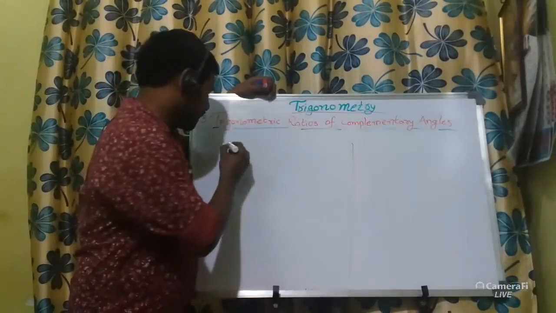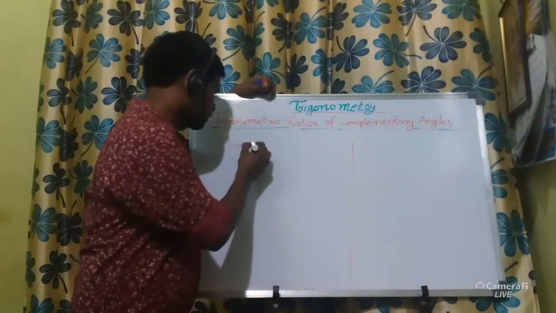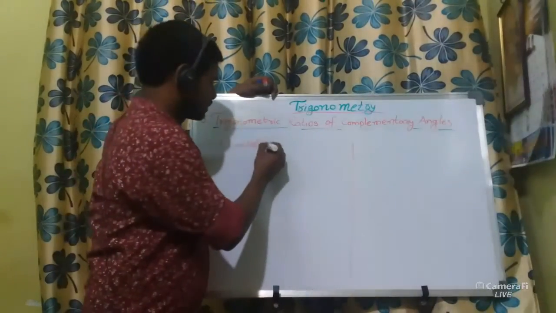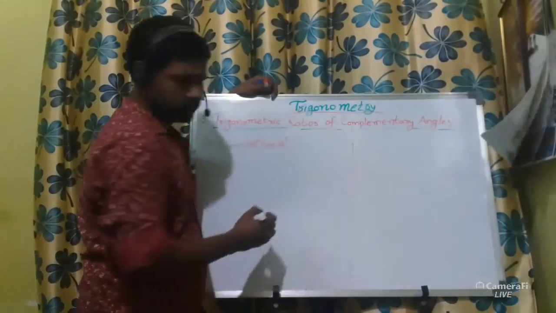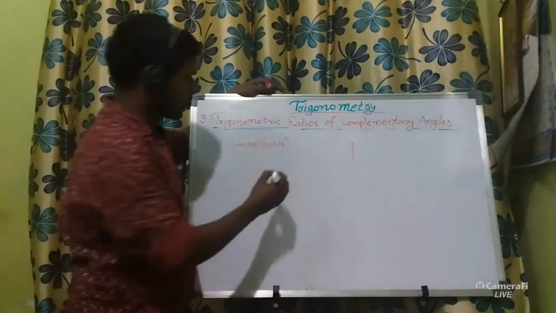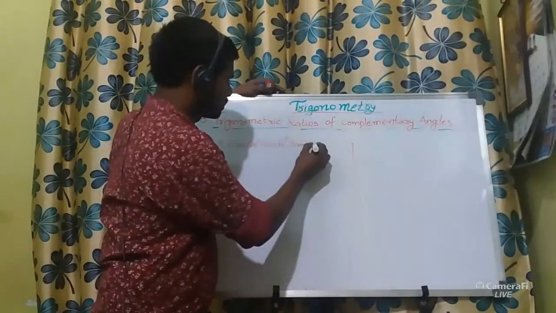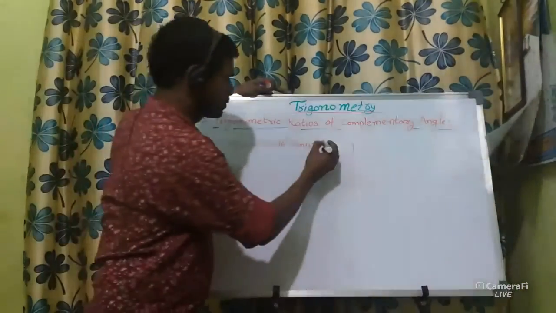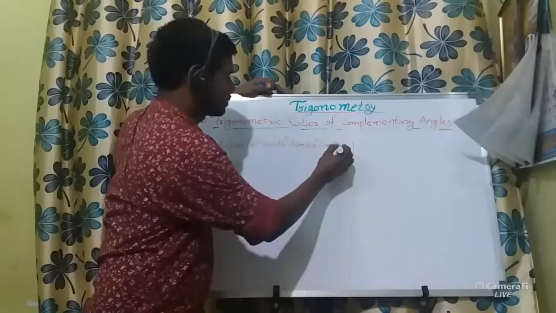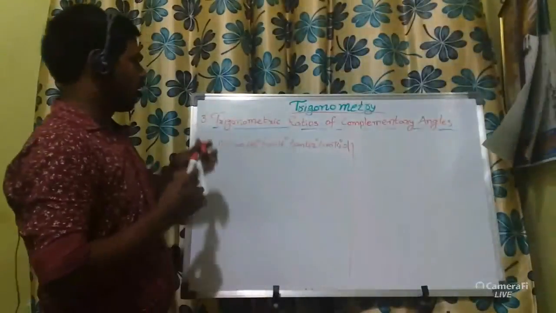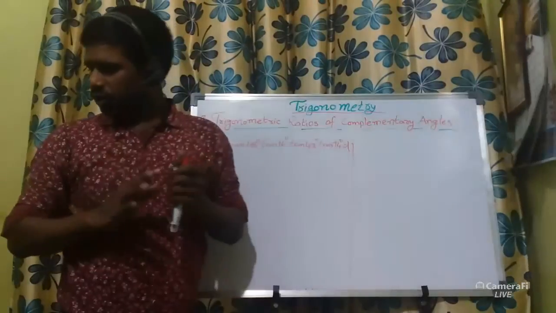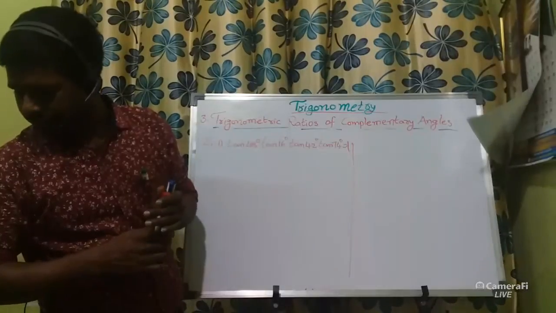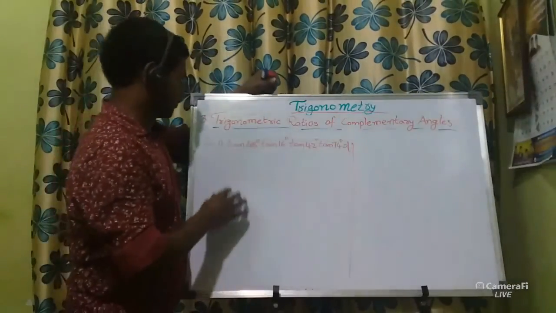Tan 48 degrees, tan 16 degrees, tan 42 degrees, tan 74 degrees is equal to 1. We have to show that. Show that means we have to show the same values. Once again I am repeating: tan 48 degrees, tan 16 degrees, tan 42 degrees, tan 74 degrees. The question is right.